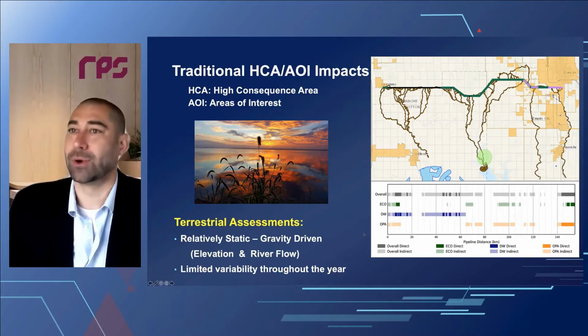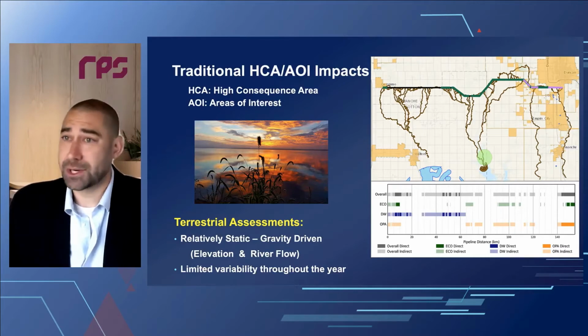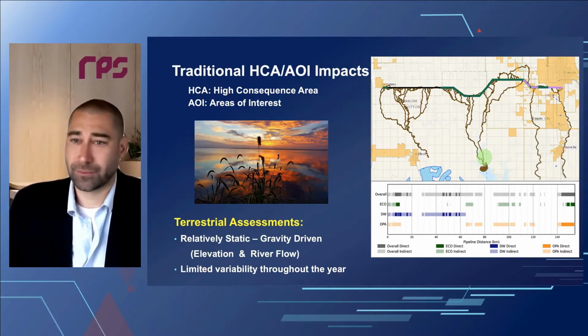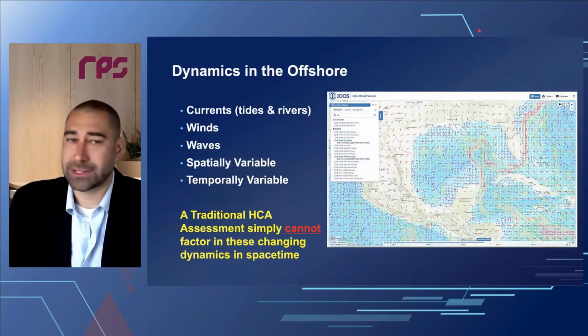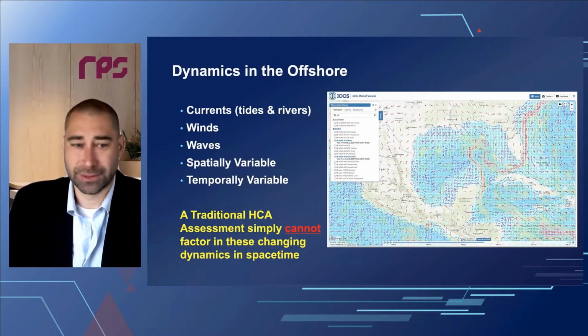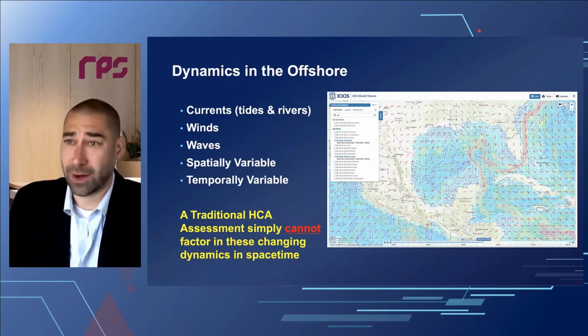I think you can kind of see where I'm going here. This is the traditional HCA or AOI for the terrestrial assessments that we've been talking about. But when we get into the Gulf of Mexico, things get quite a bit different. We've got currents to contend with. We've got tides, we've got rivers, there are winds and waves, and all of these are spatially and temporally variable.